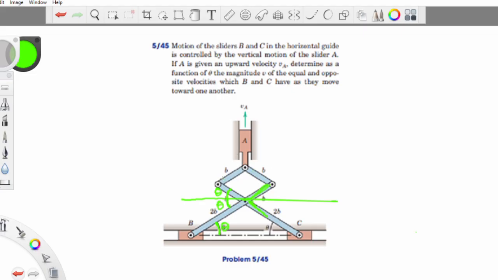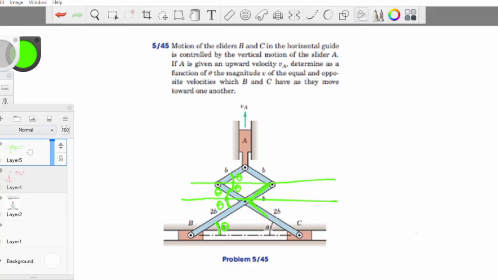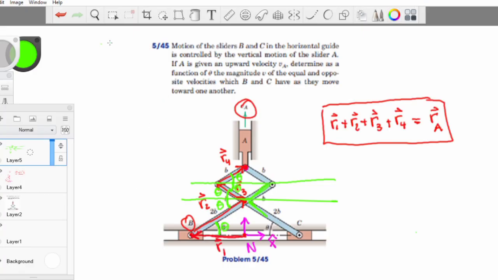If we apply the same reasoning for the second horizontal line, you can also see that the angle theta is also the same angle here, and then also the same angle here. So from our previous drawing, where we defined the vectors, you can see that for R2, R3 and R4, their directions are defined by theta.